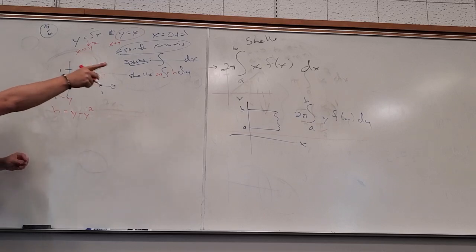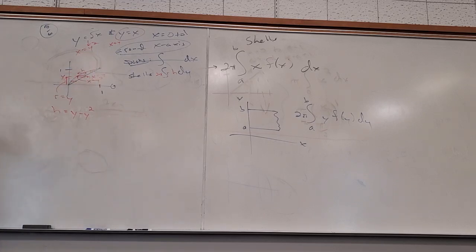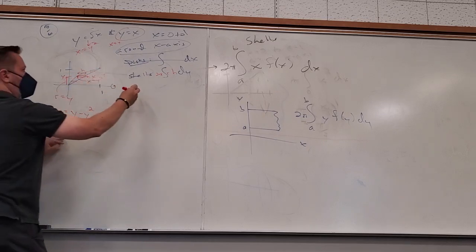Why was it different for the other problem we did? Because the region was hugging the axis, so the height was the function. Well, here the height is the difference in the functions. So now I can put everything together.